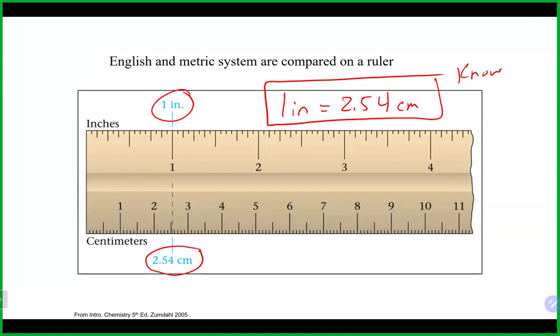By the way, when we look at this, this is inches on top. These are centimeters. What are the small guys here? Yeah, those are millimeters, right? And there's 10 millimeters in a centimeter. So that's what those little guys are on the bottom there.